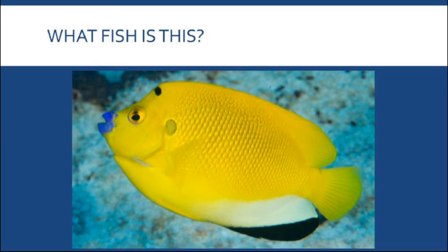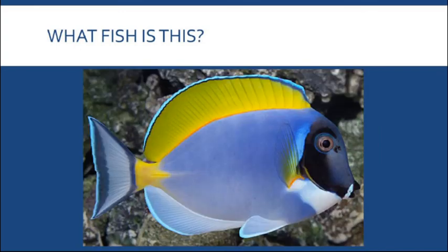Again, it's quite yellow, so maybe it's a butterfly fish, okay? But then if we have a closer look over here, we can see that spine. So again, we are going to say that it is an angelfish. Okay, so remember that angelfish have the spine on the gill cover.